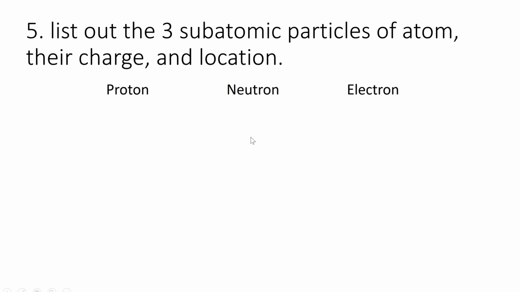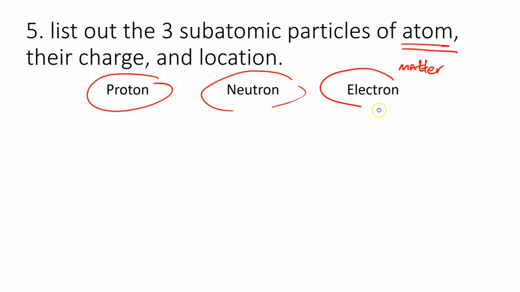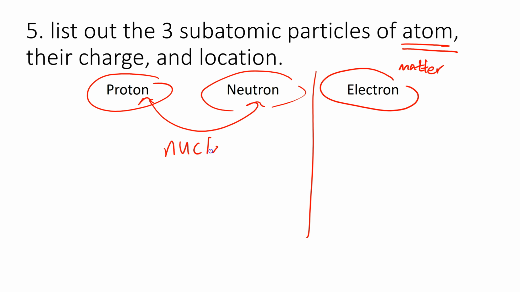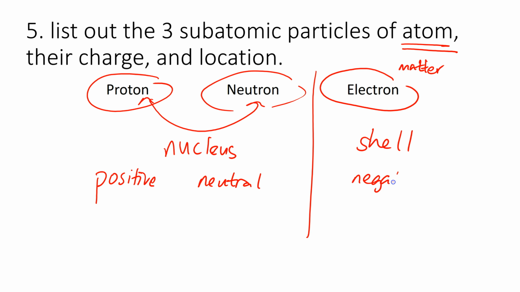List out the 3 subatomic particles of an atom, their charge and location. So we know that an atom is the basic unit of matter, and to make up an atom, you need to have 3 subatomic particles. You have proton, neutron, and electron. Proton and neutron are found in the nucleus, while electron is found in the shell surrounding the nucleus. Proton is positively charged, neutron is neutral, and electron is negatively charged.